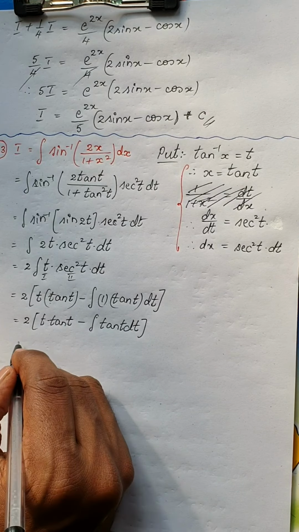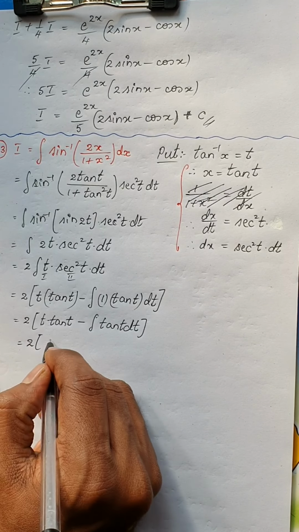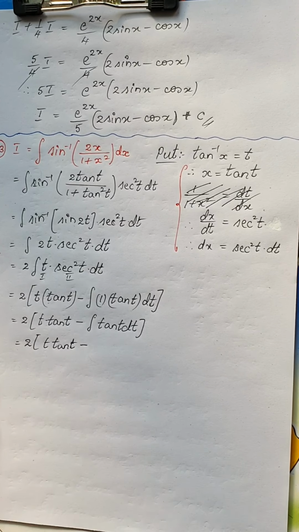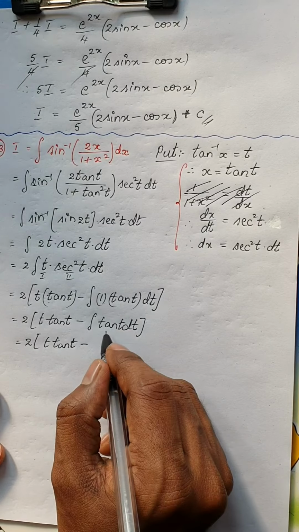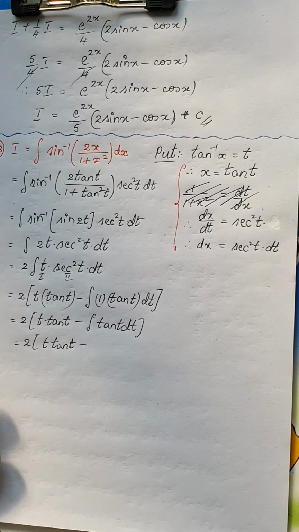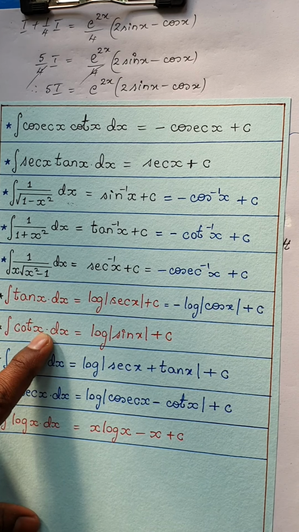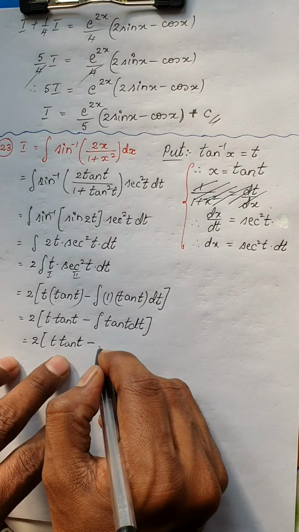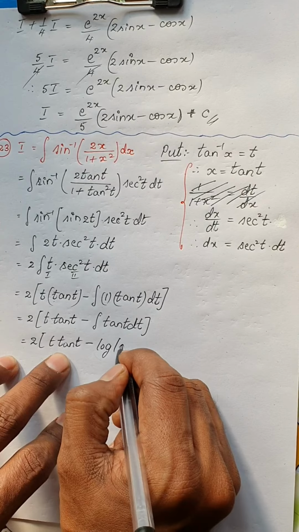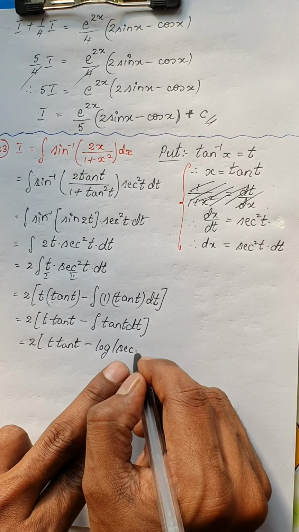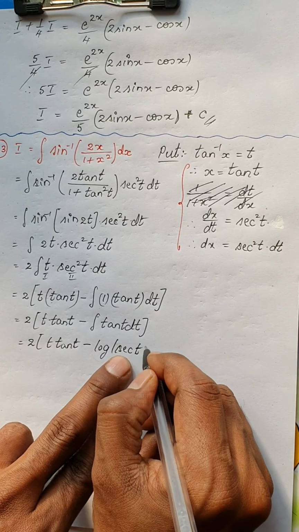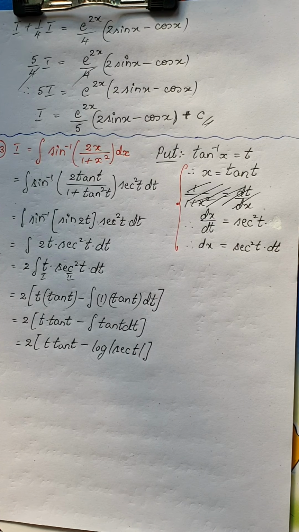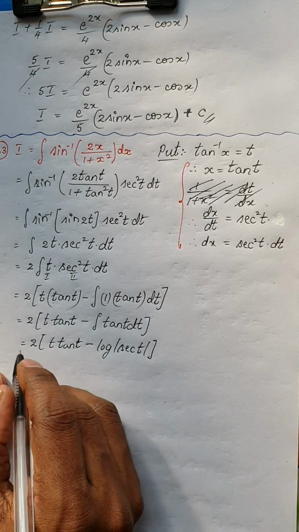So this becomes, 2 is constant, let it remain outside. I have t tan t minus, what is integral of tan? We all know integral of tan t is log of secant t. So using it, I will get log of mod secant t actually, remember. I'm going to write the constant plus c, the last step.